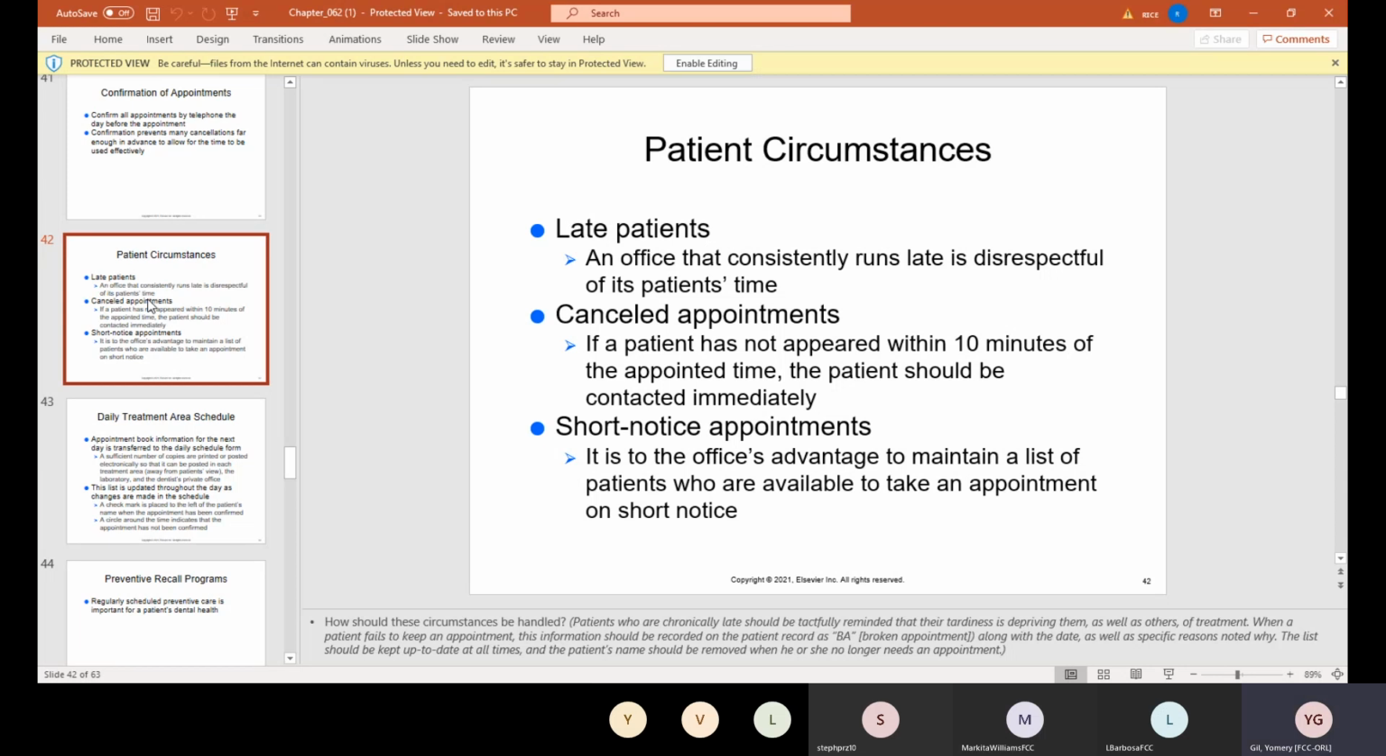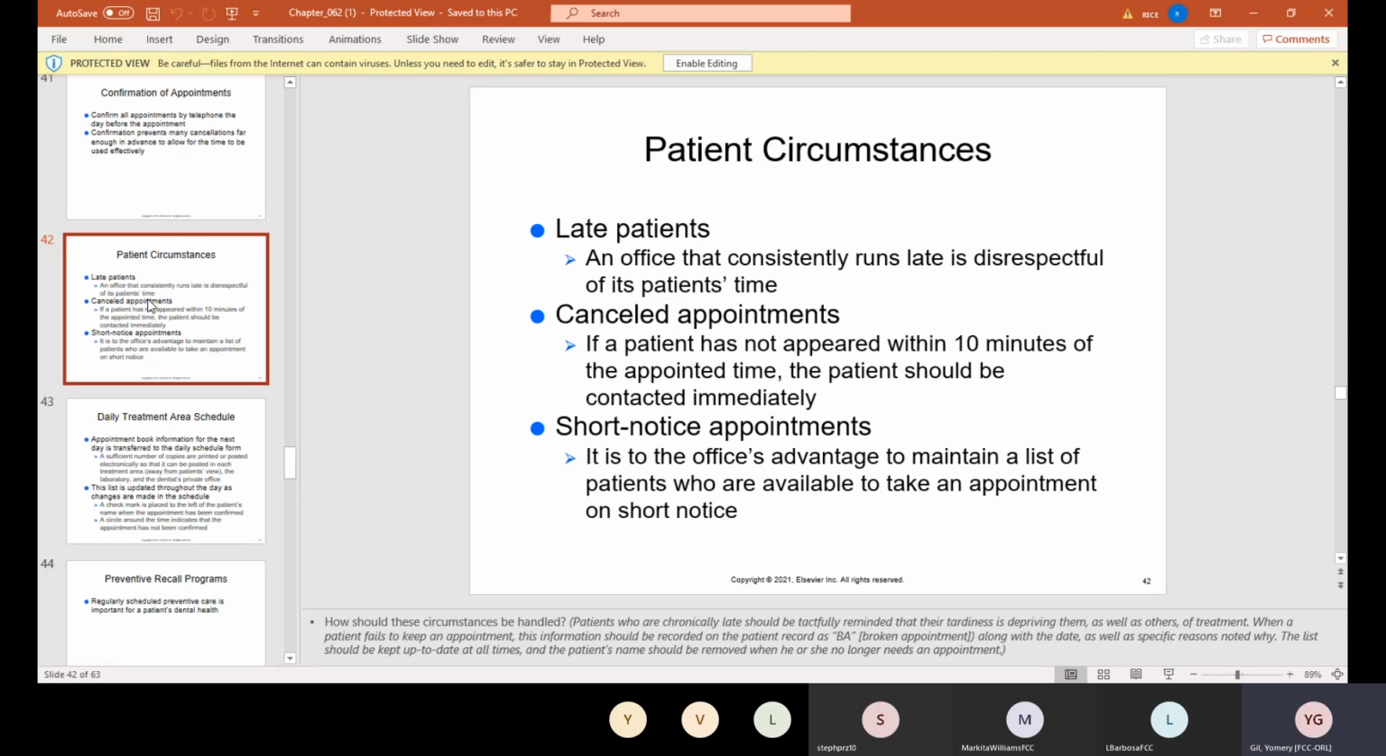Short notice appointments. It is to the office's advantage to maintain a list of patients who are available to take an appointment on short notice. So let's say a patient comes in for the first time, they had their exam and their cleaning done, and they have to come back for a filling.